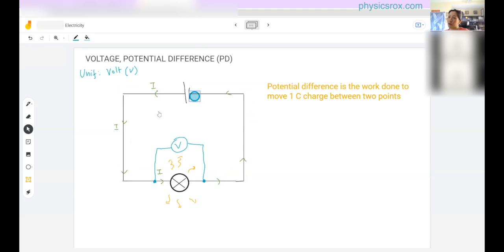That means this voltmeter is measuring what? It is measuring how much work done between these 2 points. Between these 2 points. What work? The work you can imagine is converting electrical energy to become light and heat.